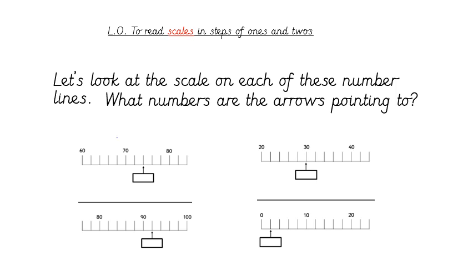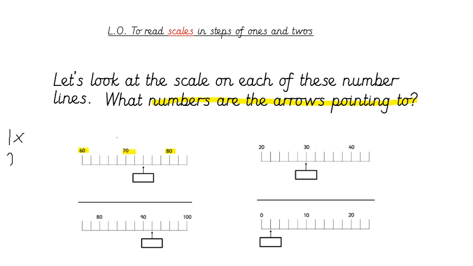So on this page, we're going to look at the scales and we're going to see again what numbers the arrows are pointing to. Okay, so what we need to do is work out what number the scales go up in. So this one you can see has 60, in the middle it has 70, and then here it has 80. So let's count in ones first. So 60, 61, 62, 63, 64, oh, 65. And that is not 65. So it doesn't go up in ones. I'm going to put a 1 there and I'm going to cross it out.